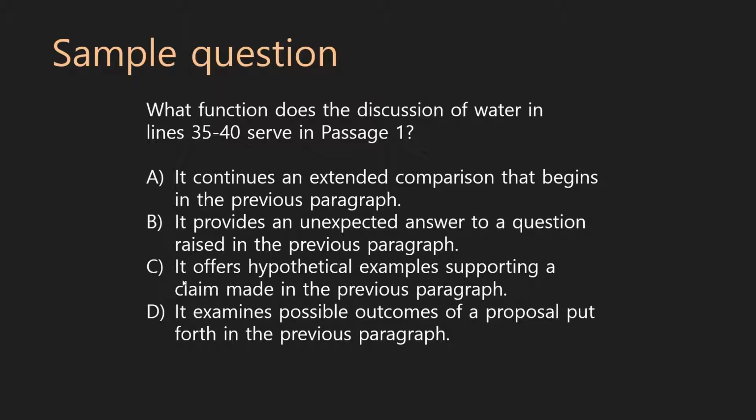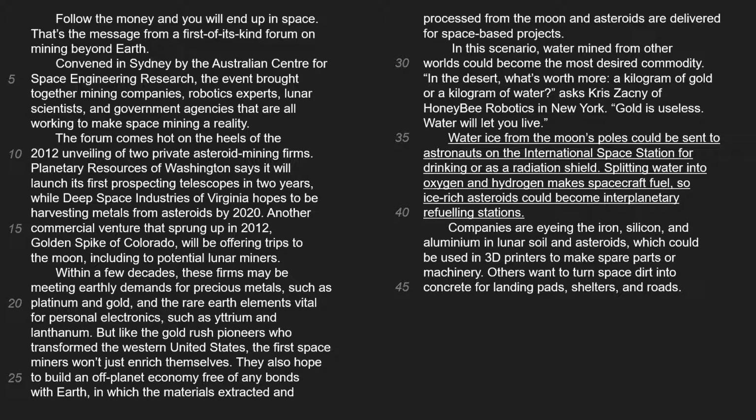Let's check out C, guys. It offers hypothetical examples supporting a claim made in the previous paragraph. Okay, so let's find what the claim is. Let's see if there are hypothetical examples. So here's the passage again. We're looking for, remember, the hypothetical example of the claim. So what was the claim in the previous paragraph? Is there a claim? Well, the claim here is that water could be the most desired commodity. That's a claim. Are there hypothetical examples in this paragraph? So water ice could be sent to astronauts for this, and this.